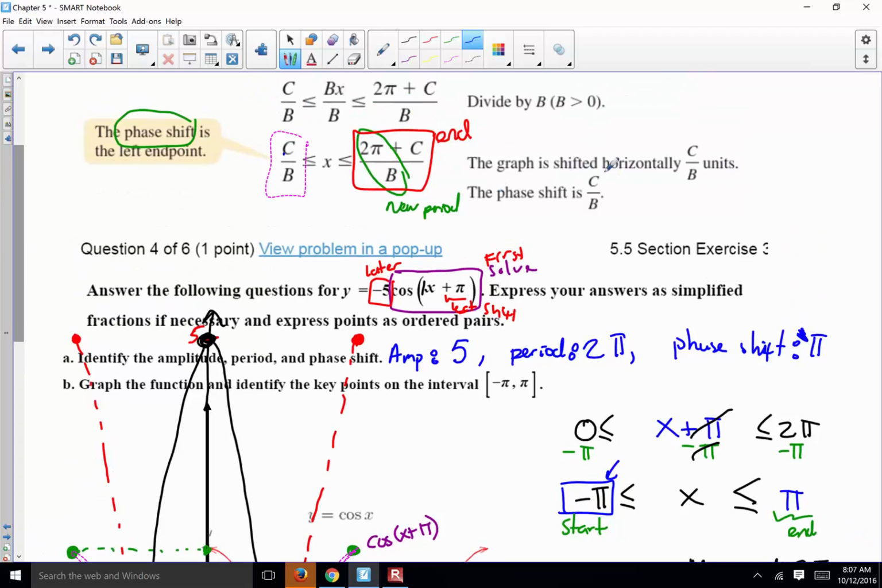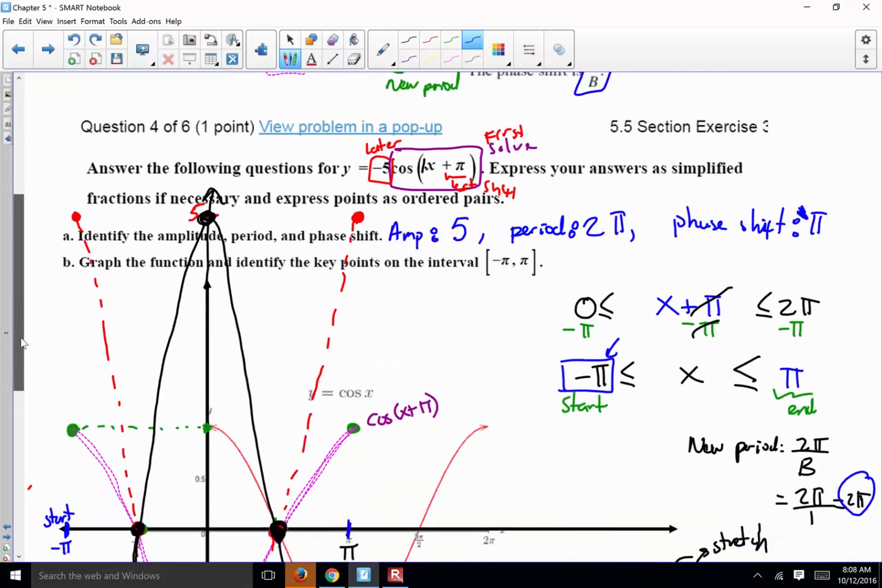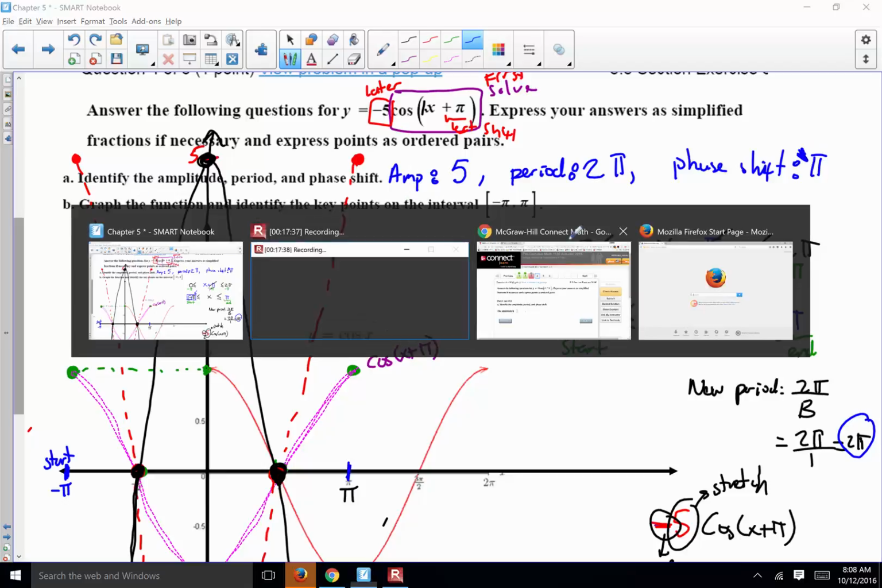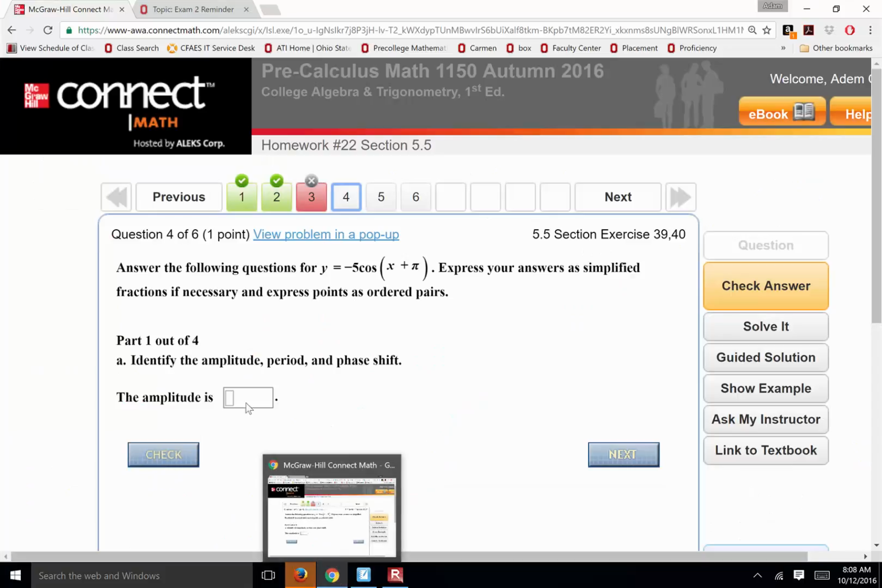It says C over B. C is opposite all the time because it's considered negative. So this is positive C. Alright? So take this number with the sign you observe here as the phase shift. We already graphed it, so the mission is over. Let's try this on here.